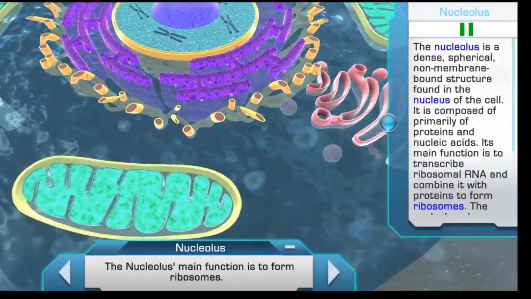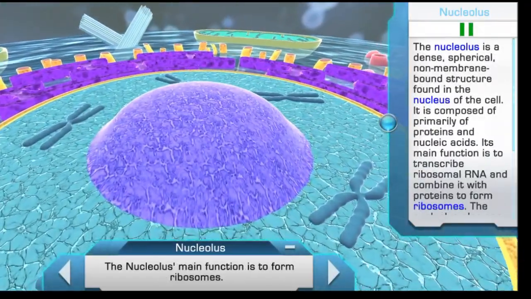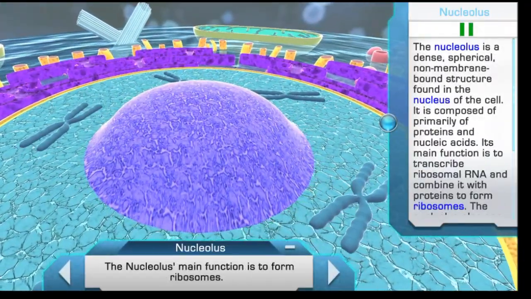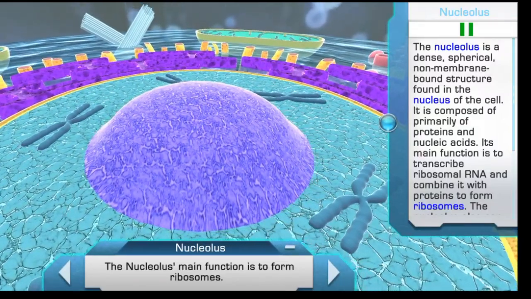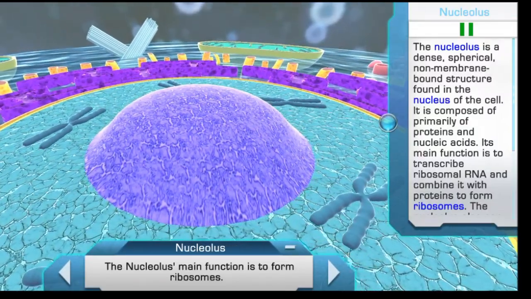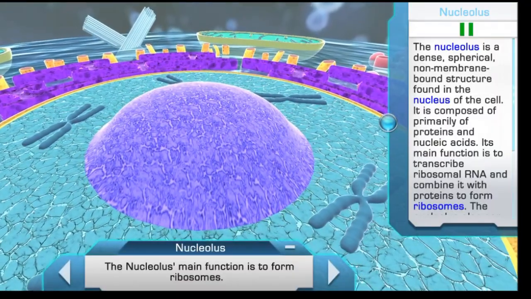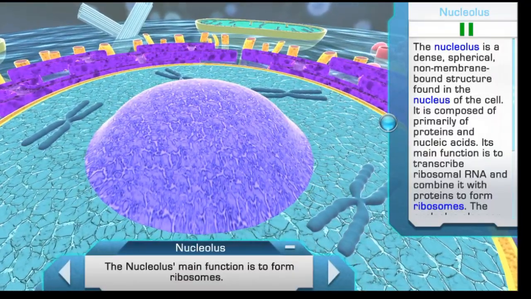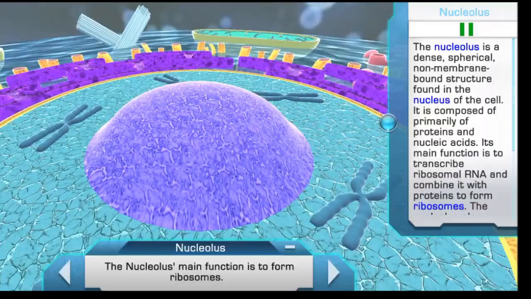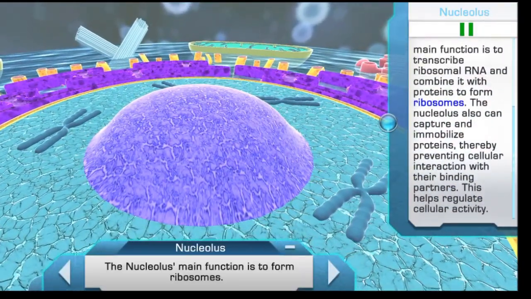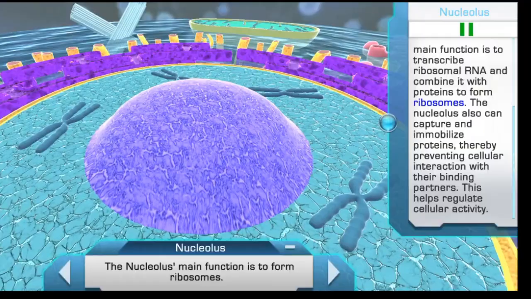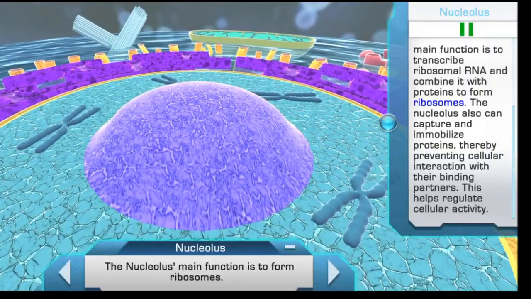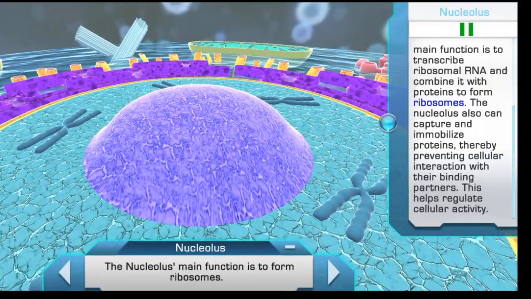The nucleolus is a dense, spherical, non-membrane-bound structure found in the nucleus of the cell. It's composed of primarily proteins and nucleic acids. Its main function is to transcribe ribosomal RNA and combine it with proteins to form ribosomes. The nucleolus also can capture and immobilize proteins, thereby preventing cellular interaction with their binding partners. This helps regulate cellular activity.